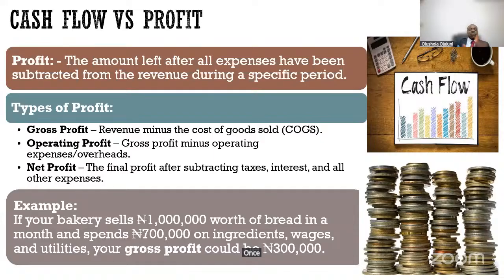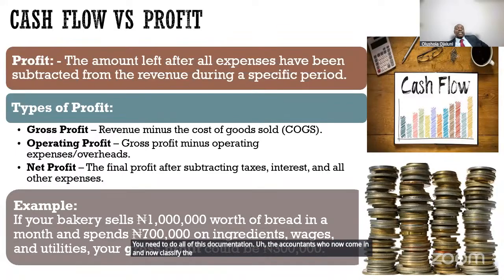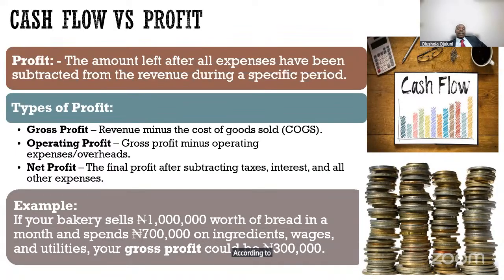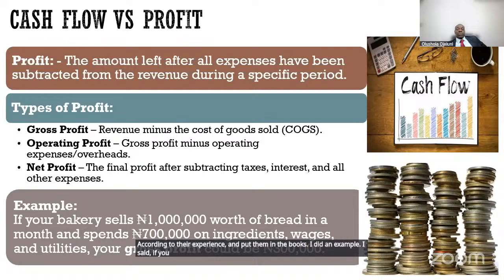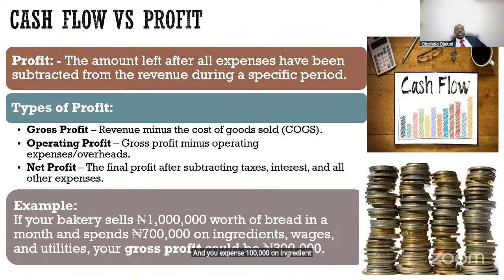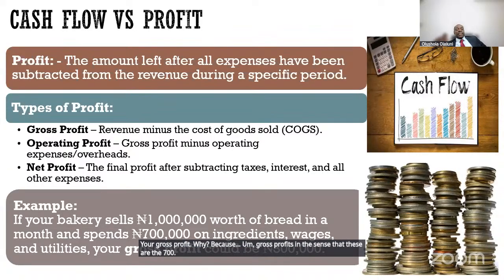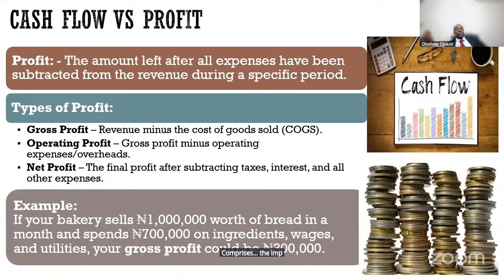Once you do all of that, and that's why we said you need to do all of this documentation. The accountants will come in and classify the expenses according to their expense head and put them in the books. Like I did an example, if your grocery sells 1 million worth of bread in a month, and you expend 700,000 on ingredients, wages, and utility, your gross profit here. Why? Because the 700,000 comprises the input to produce the 1 million worth of bread.